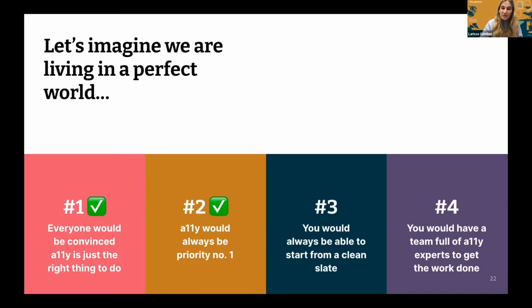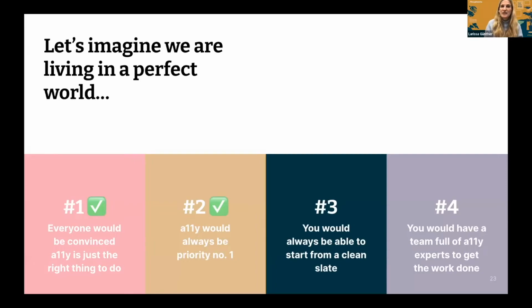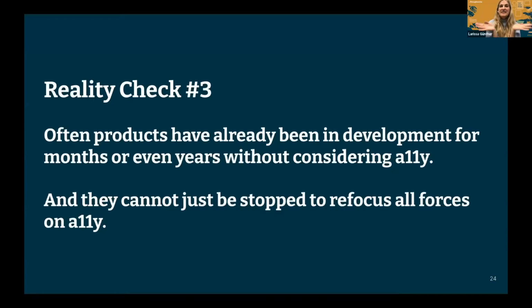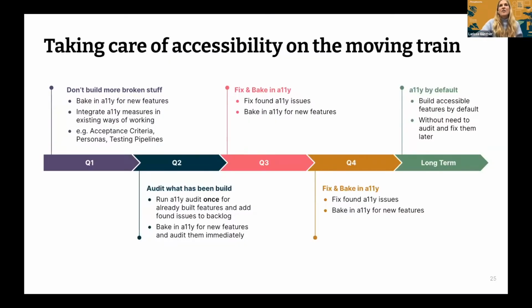But I still had a big problem because we were already in the middle of product development. We already developed a lot of stuff that was not accessible at all. And also, I did not have the chance to just say, okay, we stop and go back and do this all again. So I really had to get this somehow on this moving train of a product that has already been in development for almost 1.5 years at that point without really considering accessibility. So I made a plan for how I get this on the moving train of our product.